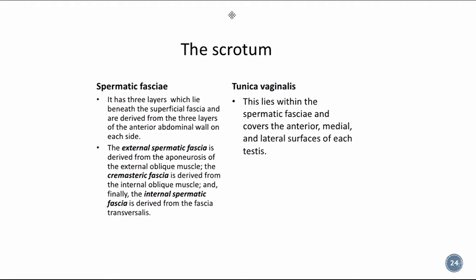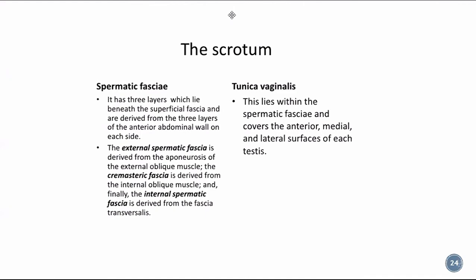Next is the spermatic fascia. This has three layers, which lie beneath the superficial fascia. These three layers are derived from the three layers of the anterior abdominal wall on each side. First is the external spermatic fascia, derived from the aponeurosis of the external oblique muscles. Next is the cremasteric fascia, derived from the internal oblique muscles. And finally, we have the internal spermatic fascia, derived from the fascia transversalis.